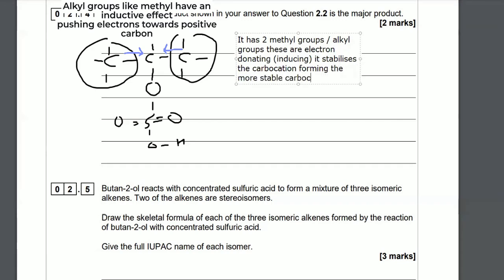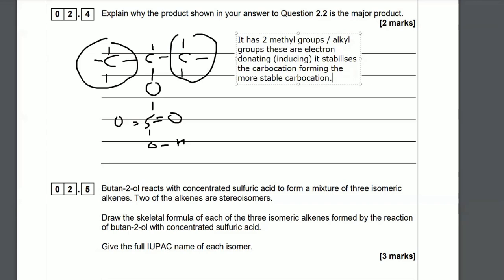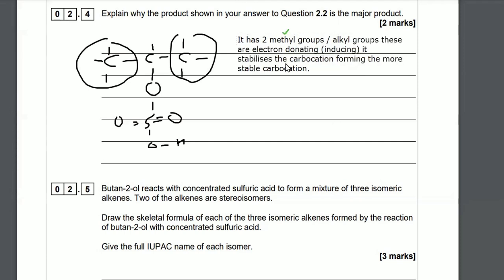And so the marks here are for basically saying it's got two methyl groups or alkyl groups. That's one mark. Whereas the minor product only has one. These alkyl groups are electron donating, or they have an inductive effect, stabilizing the carbocation. That is the second mark.